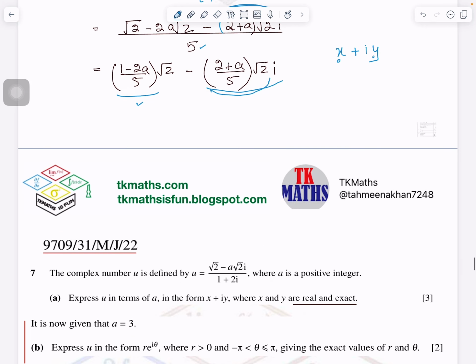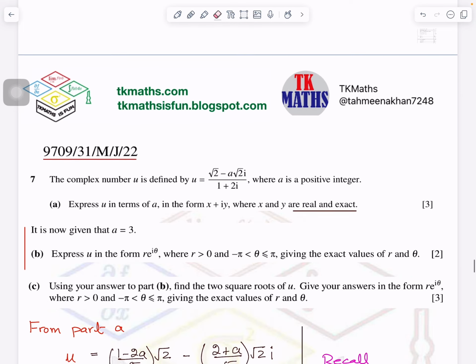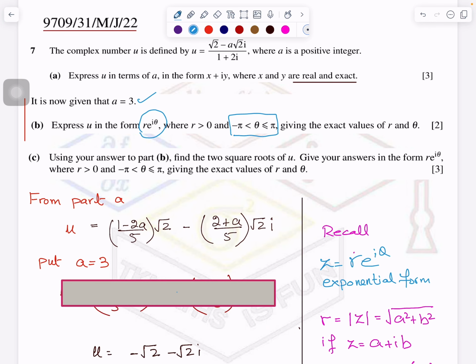In part b, this form of u, which I have explained here in part 1, I have to change into r e iota theta form. Okay, into which form? r e iota theta form. So let's do this, keeping the value of a as 3. And this is a fixed rule which you always have to remember, which helps you to find the square root in this case. So now this is the form I have gotten. I am going to put a 3 in it, and then simple calculation.